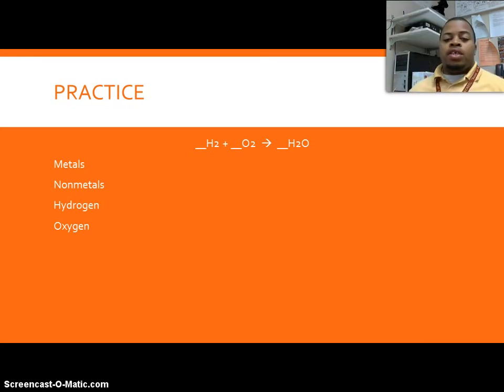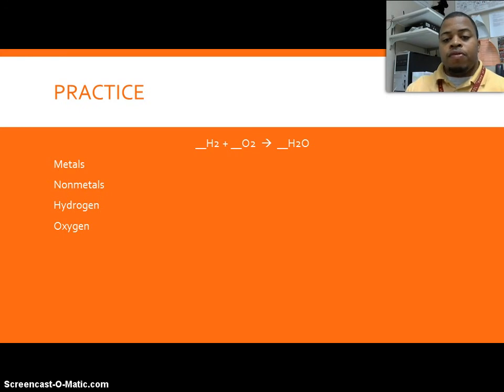We have H2, which is hydrogen gas, plus oxygen is going to give me water molecule. But we need to see how much of each, because right now, although our hydrogen are okay, we have 2 on both sides, we don't have 2 in the oxygen category on the right side.